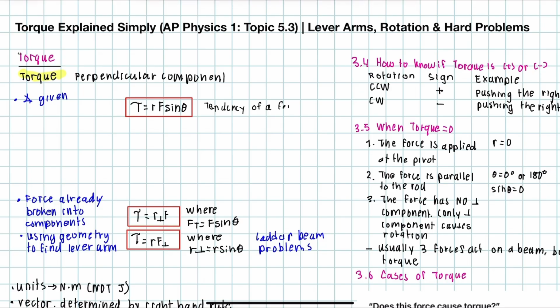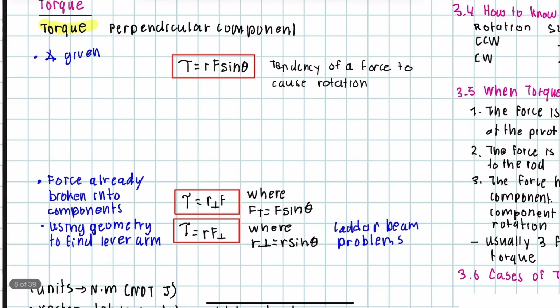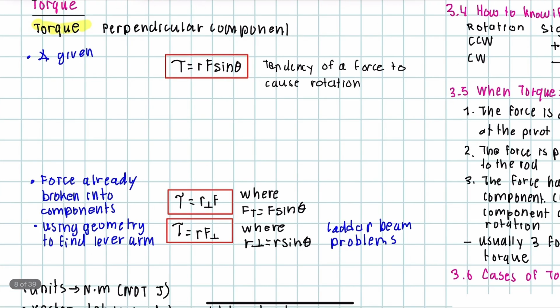So torque is the tendency of a force to cause rotation. What does this mean? It means that you have a force applied somewhere, and by exerting this force, you are causing the object to spin or to rotate around its axis of rotation, not center. That is something different. Axis of rotation.